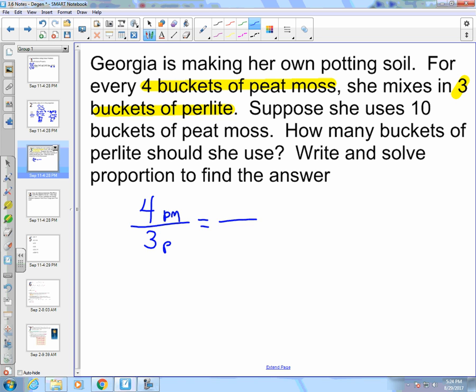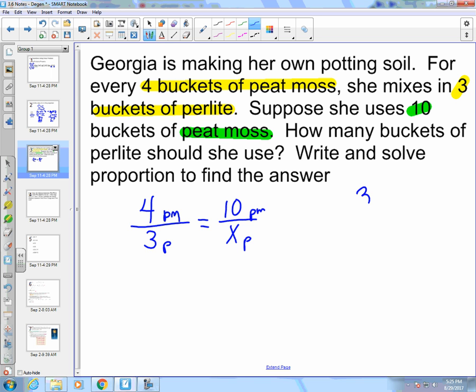On the other side of our proportion, we have to have another ratio. She uses 10 buckets of peat moss. Well, that 10 buckets of peat moss needs to go in the numerator because that's where we have the peat moss on the other ratio. We have to find out how many buckets of perlite she's going to use. So therefore, that x is in the denominator.